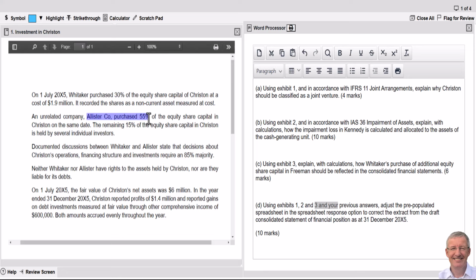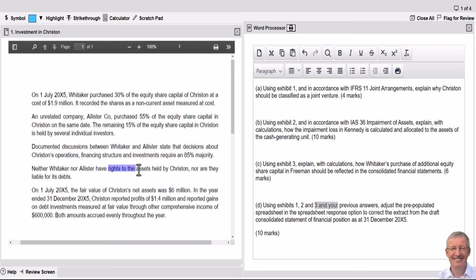Now, Alistair's got 55%, and then there's other shareholders, but there are documented discussions which require decisions to have an 85% majority. Now I understand why it is joint control, because the 30 and the 55 together give us that joint control. There are two types of joint arrangements. Yeah, they can be a joint operation or a joint venture.